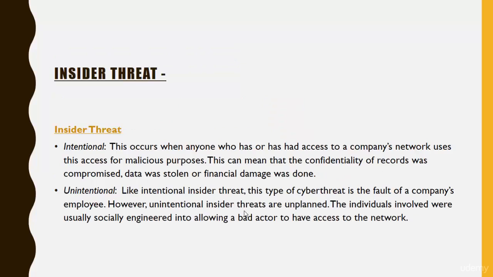Insider threat. First is intentional. This occurs when anyone who has or has had access to a company's network uses this access for malicious purposes. This can mean that the confidentiality of records was compromised, data was stolen, or financial damage was done. Unintentional. Like intentional insider threat, this type of cyber threat is the fault of a company's employee. However, unintentional insider threats are unplanned. The individuals involved were usually socially engineered into allowing a bad actor to have access to the network.